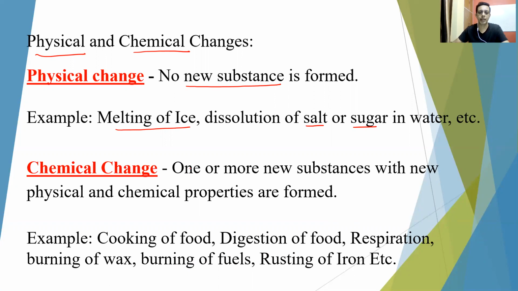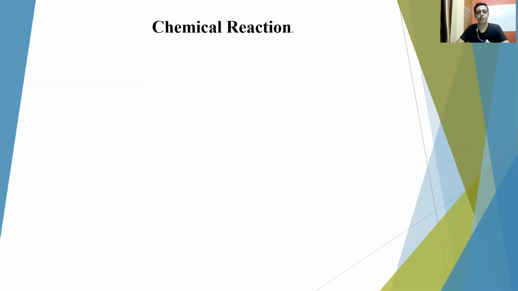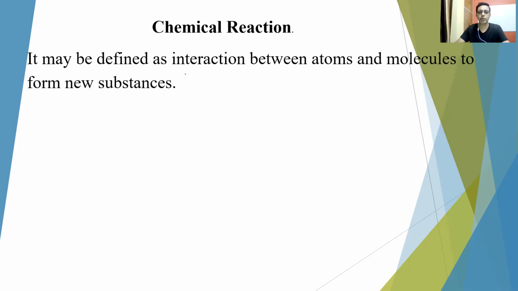So we can define chemical change as a change in which one or more new substances with new physical and chemical properties are formed. Now, whenever a chemical change takes place, we say that a chemical reaction has taken place. So a chemical reaction can be defined as the interaction between the atoms and molecules to form a new substance. Like when you say carbon reacts with oxygen to give carbon dioxide, this is a chemical change where carbon is burnt in air to give carbon dioxide.